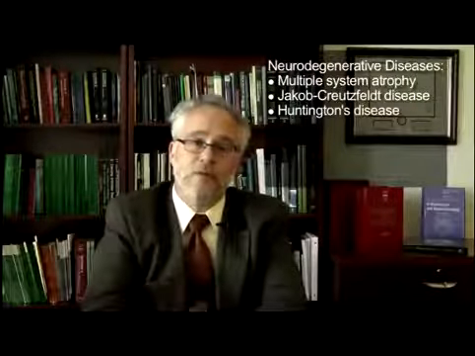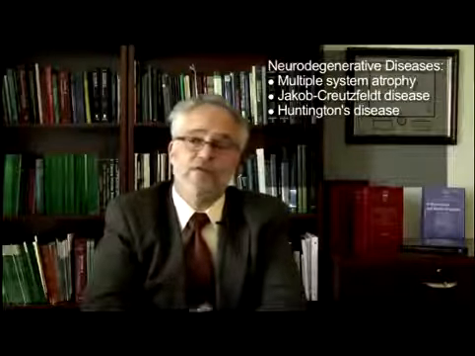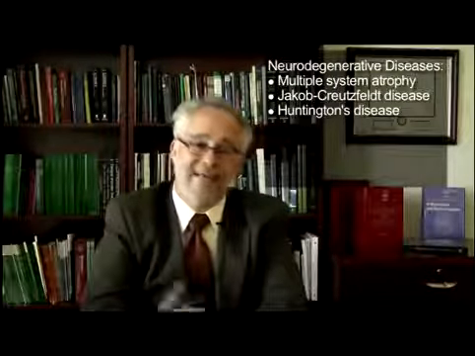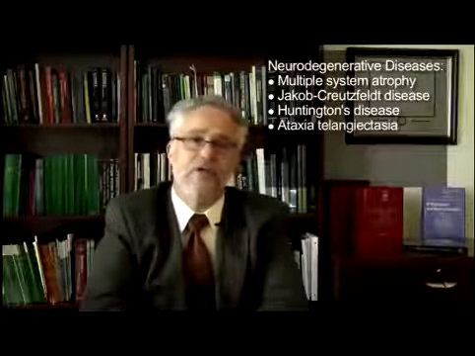One might consider diseases such as multiple system atrophy, Jakob-Creutzfeldt disease or CJD, Huntington's disease. In children, one might consider various disorders of development, ataxia telangiectasia, neuroacanthocytosis. There are many neurodegenerative disorders that can result in cerebellar ataxia.